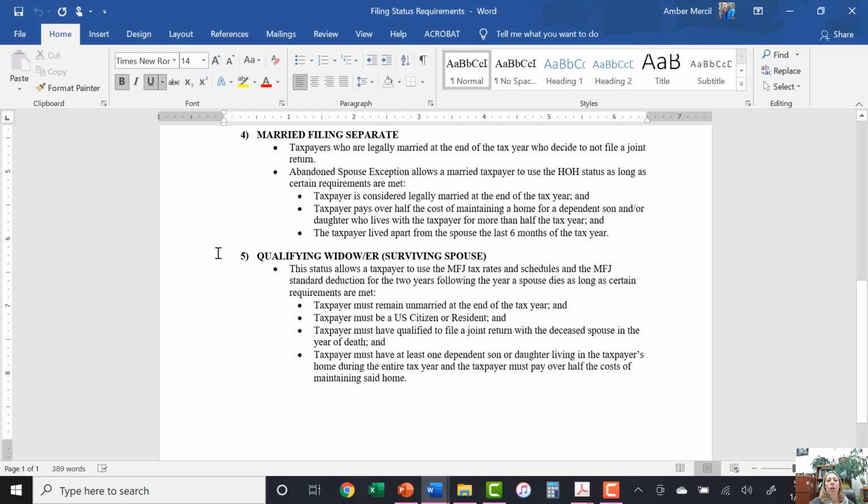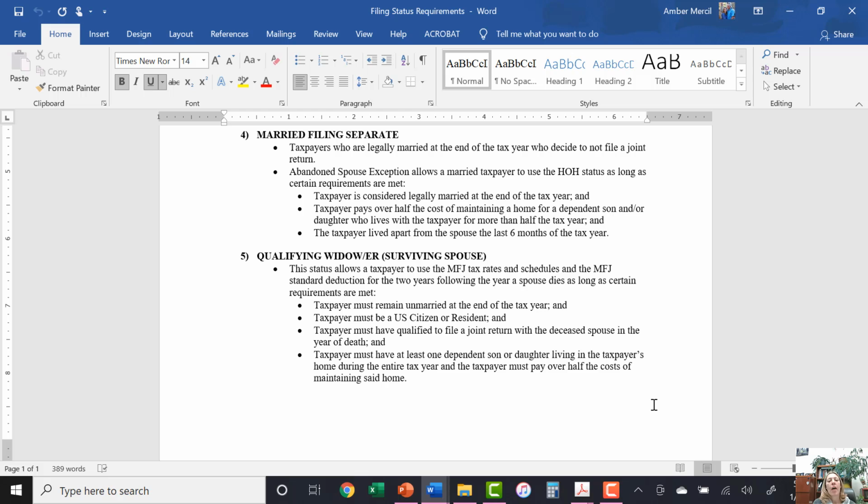Okay, last one here, qualifying widow or widower, also called the surviving spouse status. This status is kind of cool because as long as you meet the requirements to use it, you can use the married filing joint tax rate schedule and the married filing joint standard deduction, which is really nice because those are the best ones out there. However, your spouse had to have died, and that sucks. Okay, it's morbid. I don't like it, but they recognize that it happens. And if you have a dependent son or daughter living in the home, you might qualify for the surviving spouse or the qualifying widow or widower status.